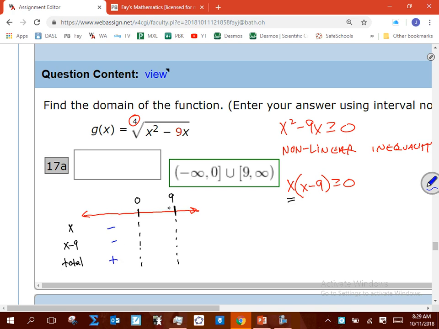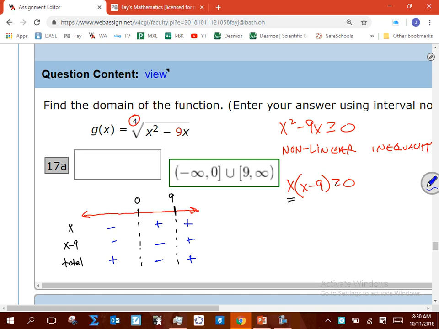I'll plug in a number between 0 and 9. I'll plug in 1. That'd be positive. When I plug in 1 to x, I get 1 back, right? Okay. 1 minus 9 would be negative, so my total would be negative. And if I go to the right of 9, I'll plug in 1 million. Well, that's going to be positive, positive, positive. Okay? So that's what we were looking for, right?